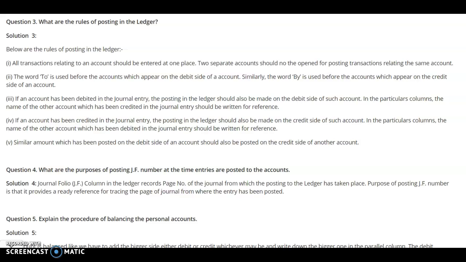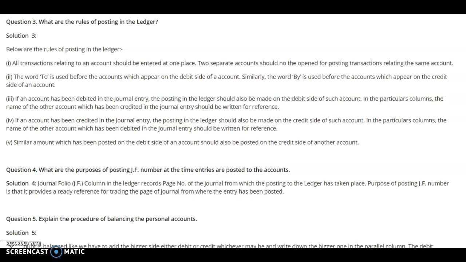Second, a very simple rule: the word "to" is used before the account which appears on the debit side of an account, and the word "by" is used before the accounts which appear on the credit side of an account. This is basically a protocol. You could say it is a type of custom that when we write on the debit side, we write the word "to", and when we write in the credit side, we use the word "by".